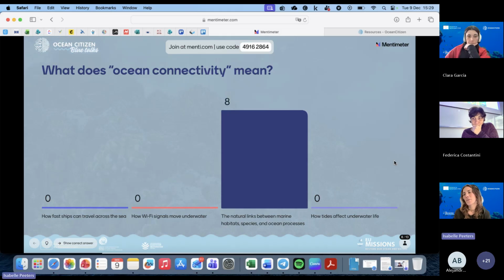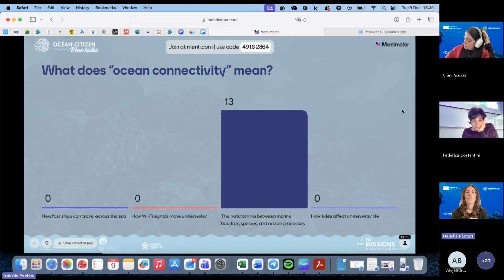We need an easy question to go in, right? So ocean connectivity, some of you are still answering the quiz. What does it mean? Does it have something to do with how fast ships can travel across the sea, or how Wi-Fi signals move underwater, or is it natural links between marine habitats, species, and ocean processes, or how the tides can affect underwater life? So it is indeed the third option, natural links between marine habitats, species, and ocean processes.